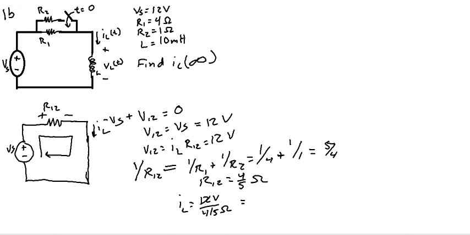This becomes 3 times 5 is 15 amps. And let's check. Yep, that's right. So the IL of infinity equals 15A. And that's your final answer.